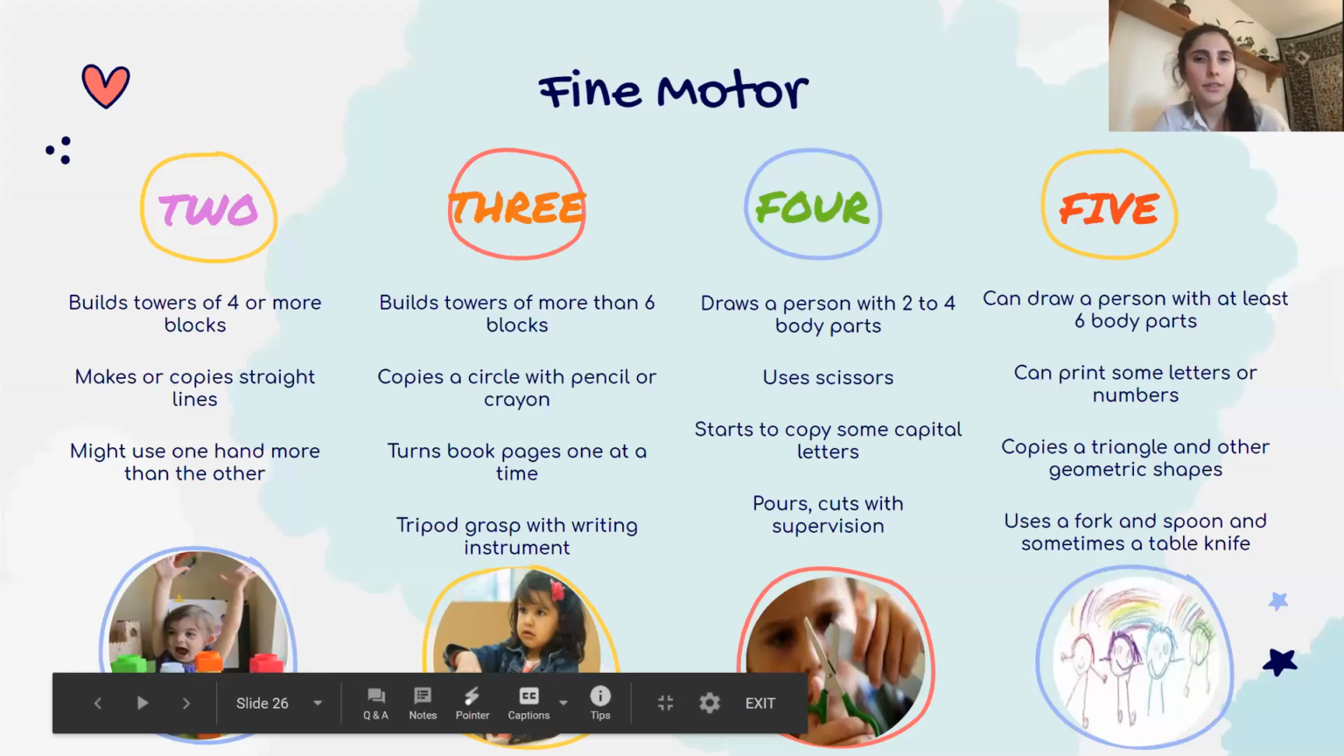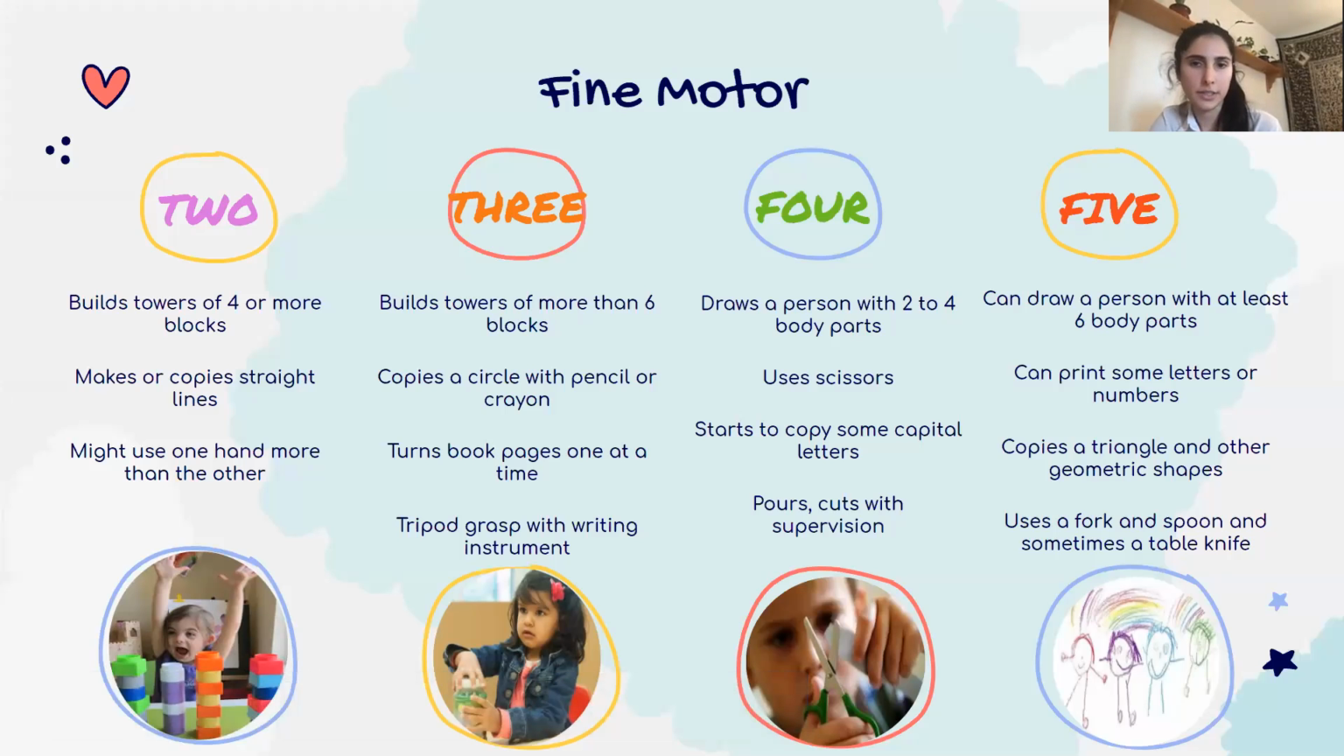Okay. So fine motor skills involve the use of small muscles that control the hands, the fingers, and the thumbs. They help children perform tasks like feeding, buttoning and zipping clothes, writing and drawing. And by age 2, you will be able to see that they are building towers, maybe 4 blocks or more. They'll be able to make copies of straight lines. And they might be able to start picking one hand. With writing, they probably will still be switching off from hand to hand, but by age 2, you'll see maybe more of a dominant hand.